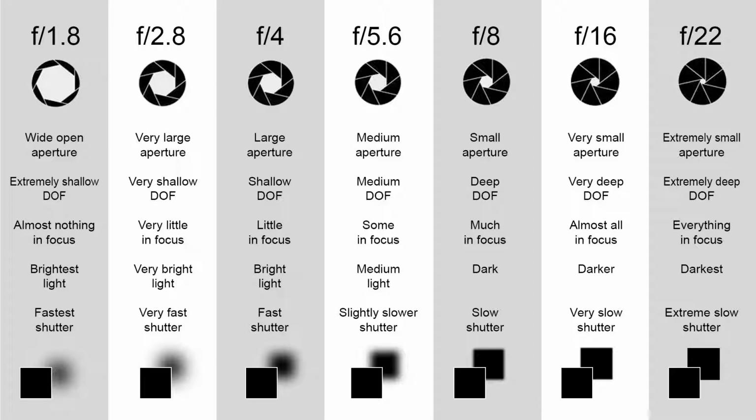F2.8, you're starting to close down a little bit. It's still a very large aperture, still very shallow depth of field, very little's in focus. And when you're focusing on a subject and you're using a shallow depth of field, especially f1.8 and f2.8, if you're not precisely focused on the subject's eyes, if, for instance, you're doing portraiture, they could become very soft and you could accidentally be focused on the tip of the nose.